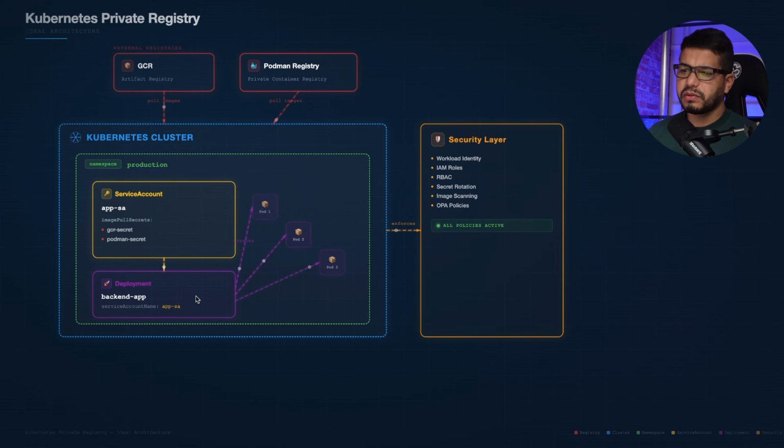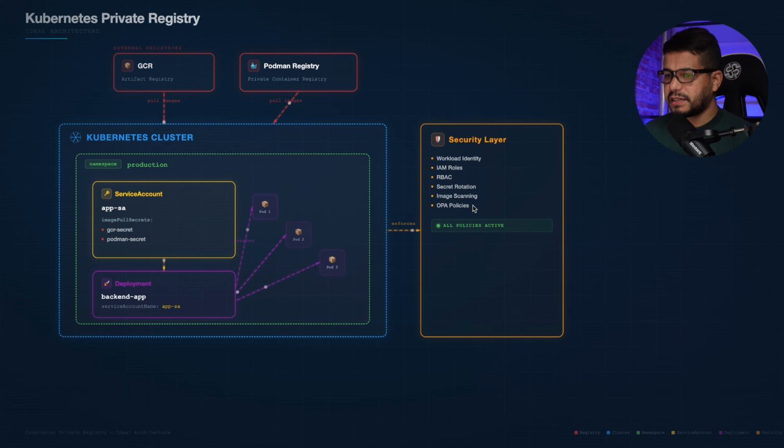Okay, now let's talk about the security layer on the right. This is where the difference between mid-level and senior engineers becomes clear. A mid-level answer stops at secrets. A senior level answer includes workload identity, IAM roles, RBAC, secret rotation, image scanning, and OPA policies.